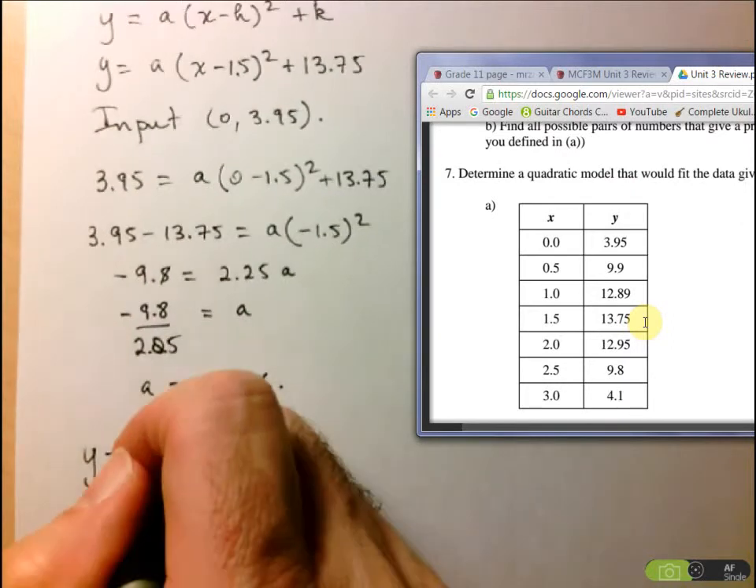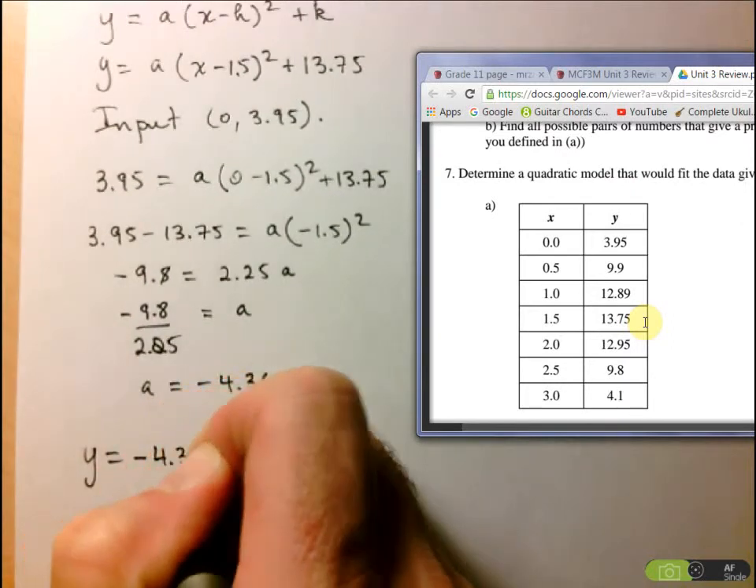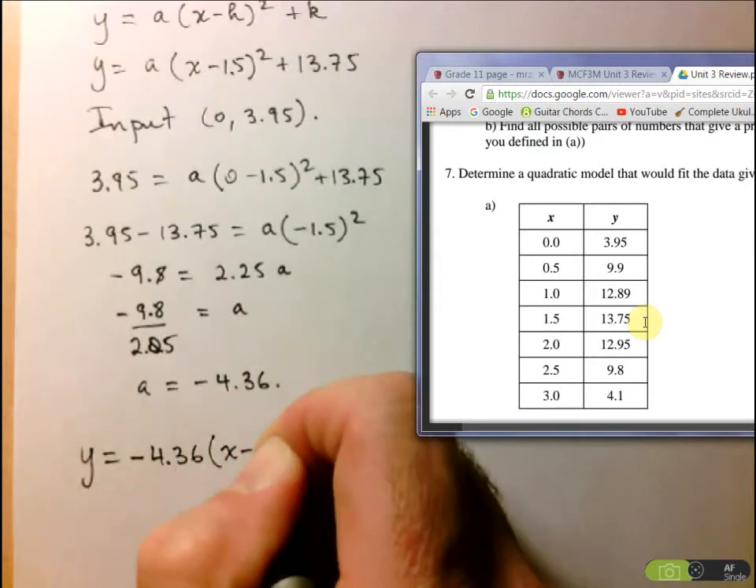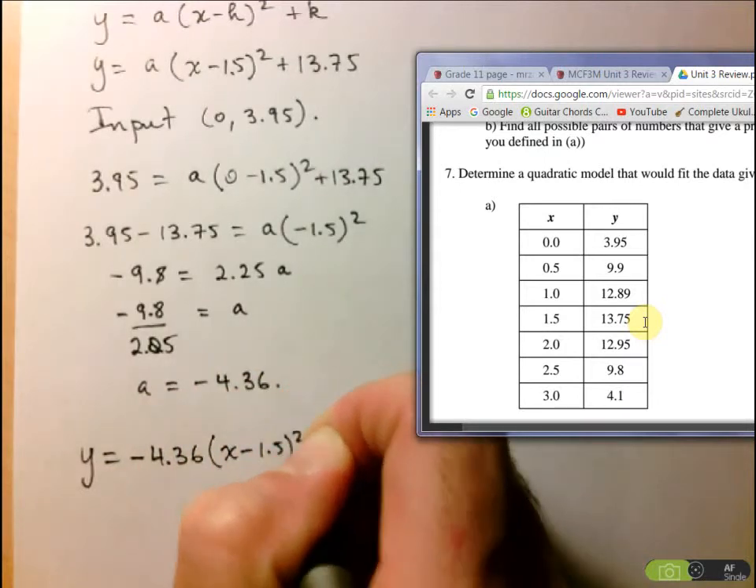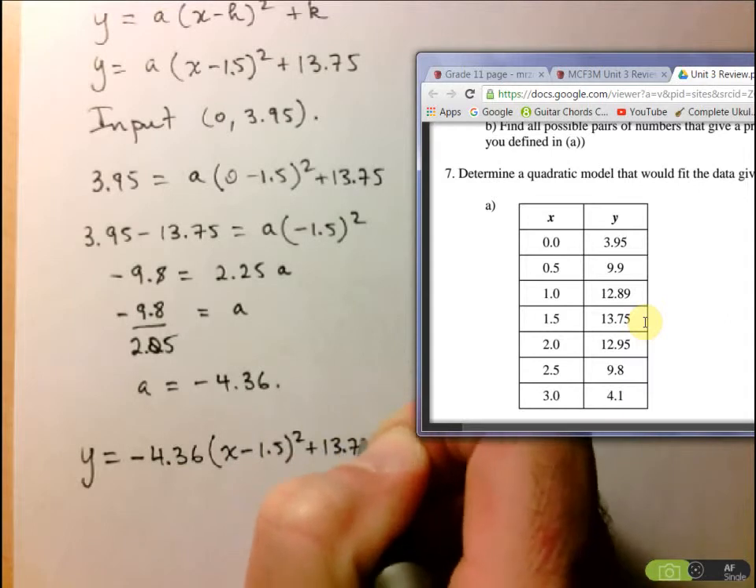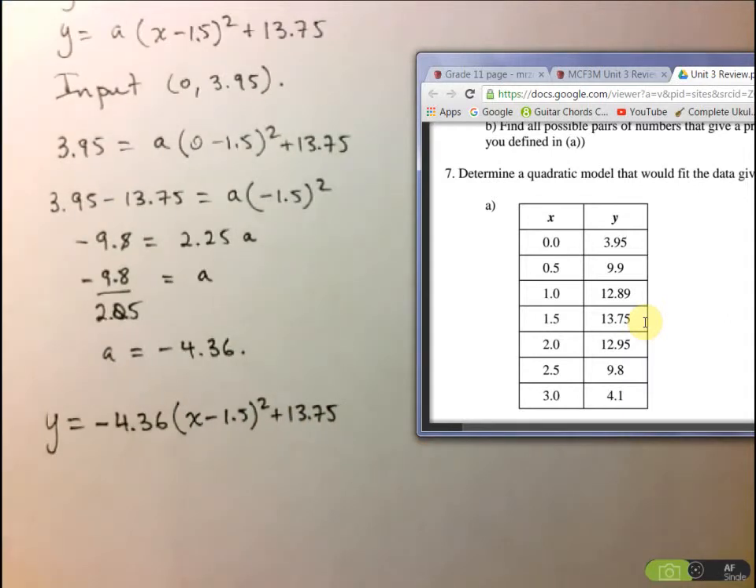So y is equal to negative 4.36 times (x minus 1.5) squared plus 13.75. Okay? Now, if we wanted to, we could expand this to get it in standard form, but on the test, I'm perfectly fine if you leave it in this form here. Okay, so now let's take a look at part B.